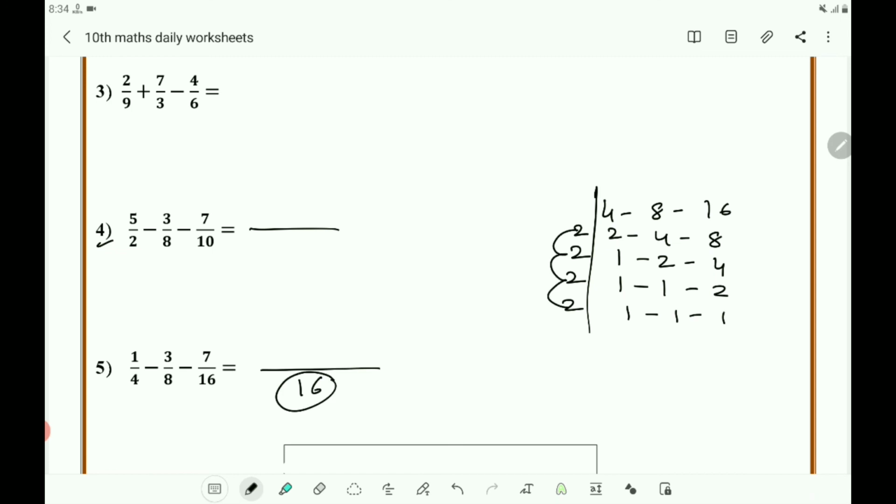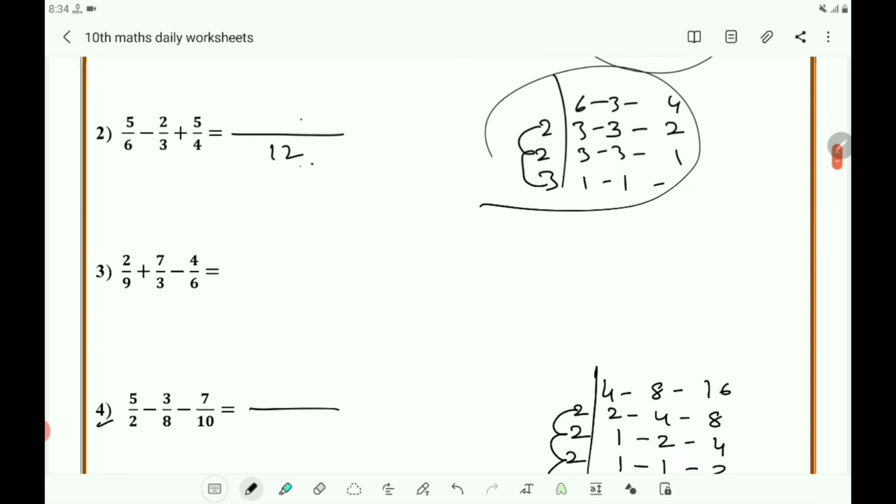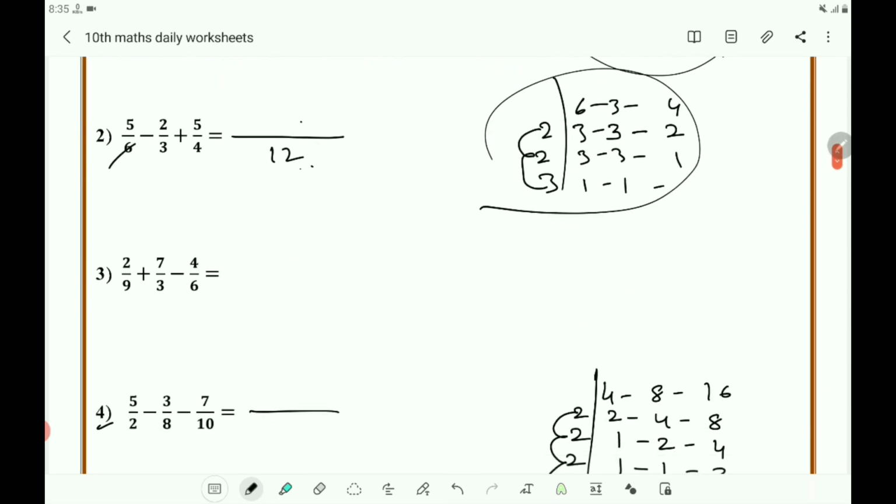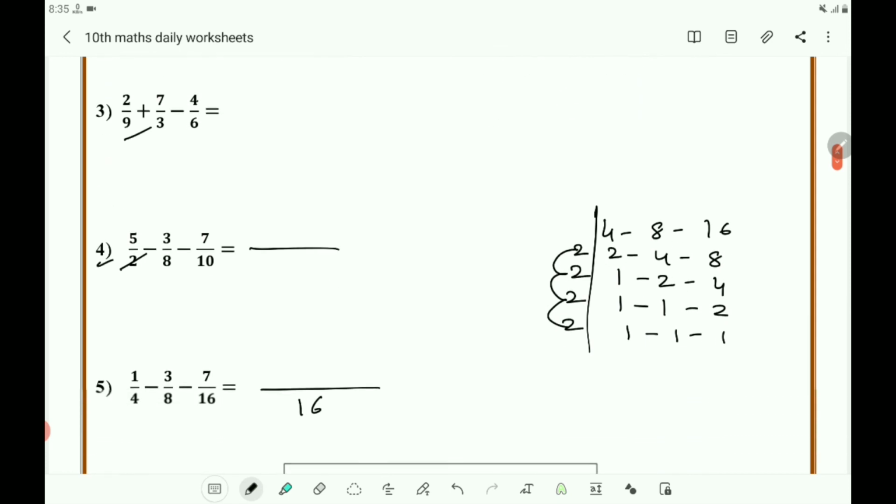Again here to get 16, 4 is to be multiplied by 4, therefore 1 into 4. To get 16, 8 is to be multiplied by 2, 3 into 2. To get 16, 16 is to be multiplied by 1, so 7 into 1. After that, you simplify the numerator. In this way, you simplify all of these: first, second, third, fourth, fifth.